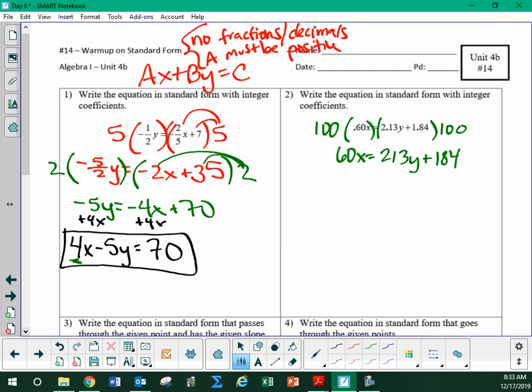Okay, so now I just need it in this form. I already have my x on the left, so I just need to subtract my y.